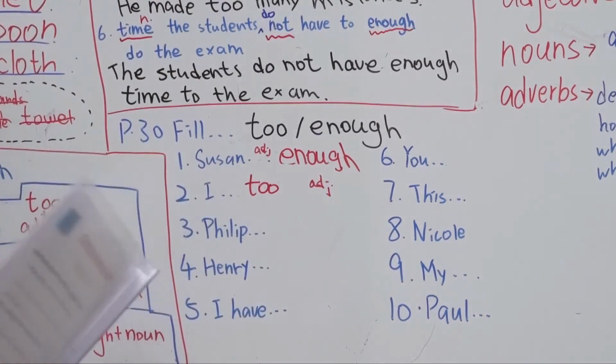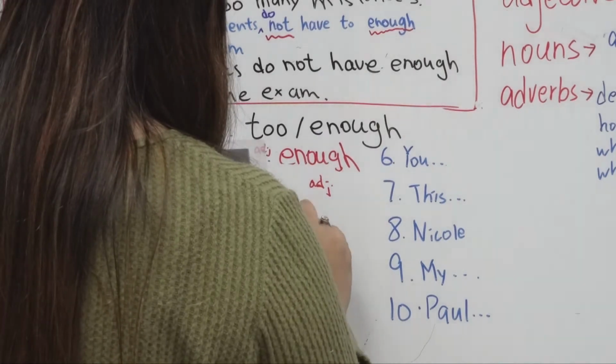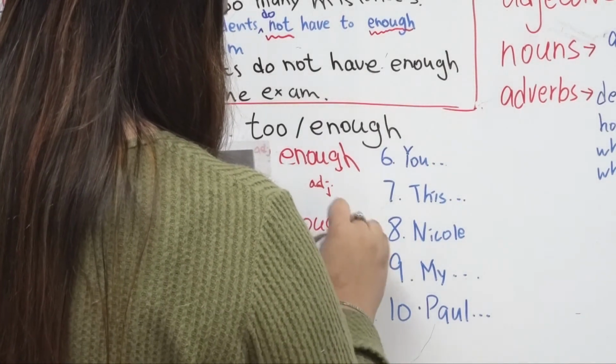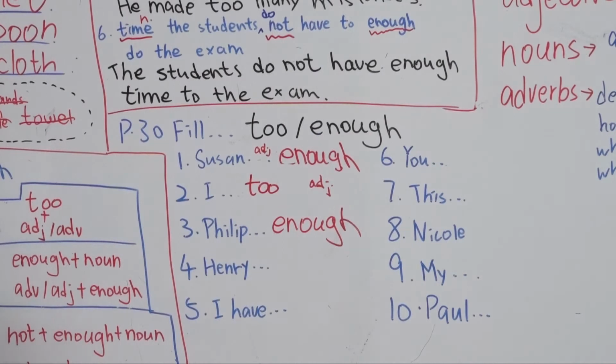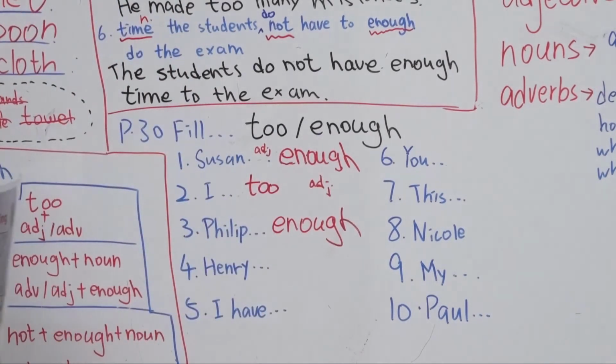Number 3. Philip isn't brave. What? To kill a hen. Enough. Isn't brave enough. That makes sense, right? I think this exercise is easier for you to recognize when to use too and when to use enough.